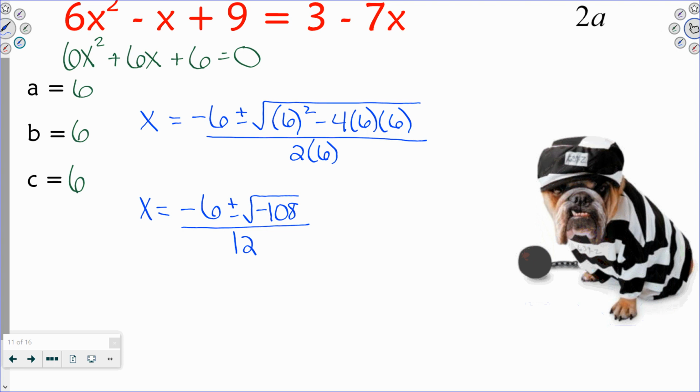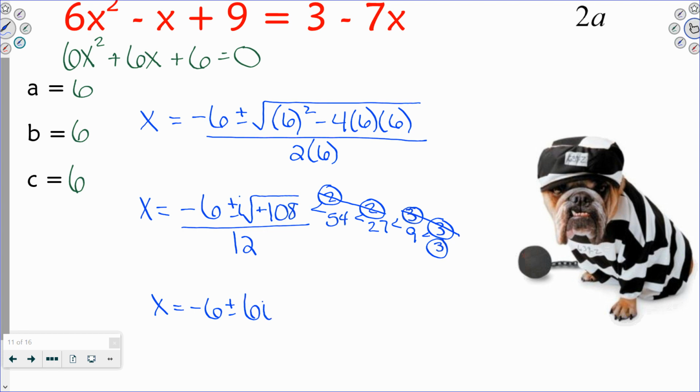All right, and notice there's a negative, so I'm going to go ahead and pull out the i so I don't lose that. We can do a factor tree. So 2 and 54, 2 and 27, good, and then 3 and 3. So negative 6 plus or minus, what comes out of all that? Good. You have pair of 2s, pair of 3s, which makes 6. Don't lose the i you already took out. Left over 3, all over 12.